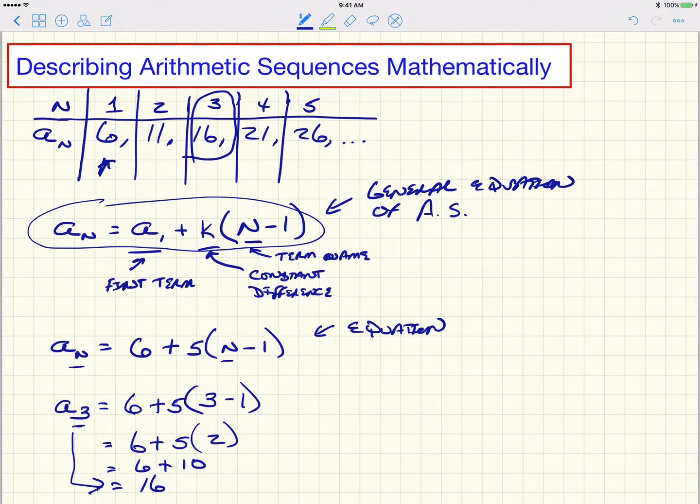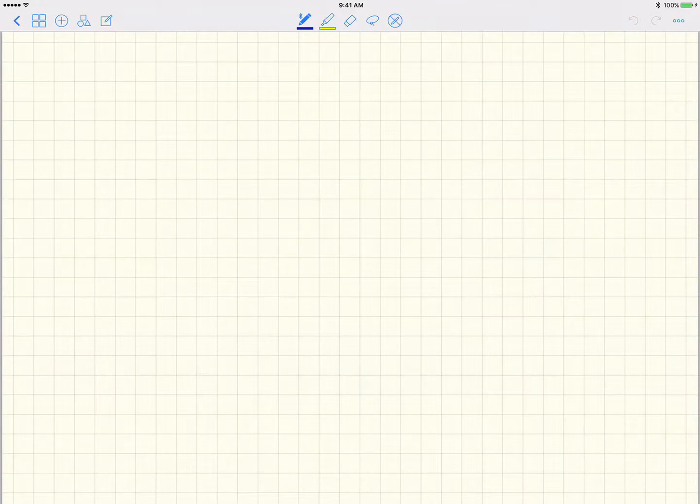All right, let's try one more with a different sequence. Let's start at 13, and let's go from 13 to, where can we go? We can go to 5. We can go to -3. We can go to -11. Negative 19. Okay, so what does this look like?